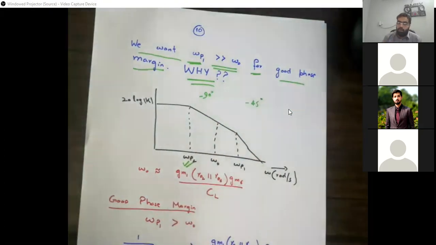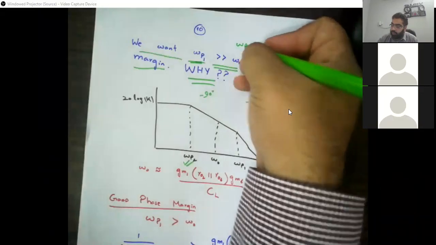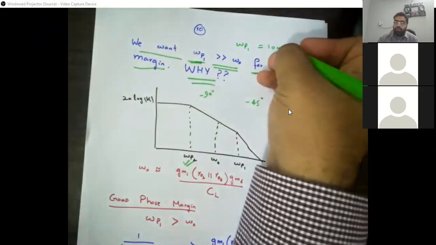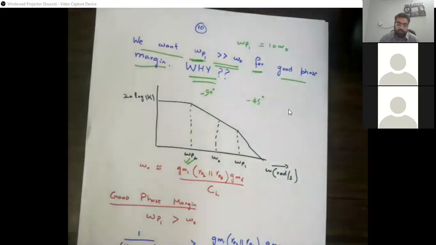So we want omega p1 to be as far as possible compared to omega naught. Safely omega p1 should be at least 10 times omega naught, जो हम लोग हमेशा condition रखते हैं. So we need to make sure कि whether we are having this condition in our expression or not.